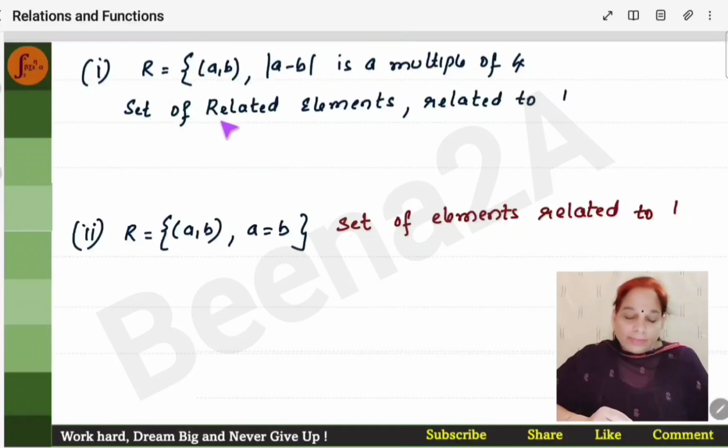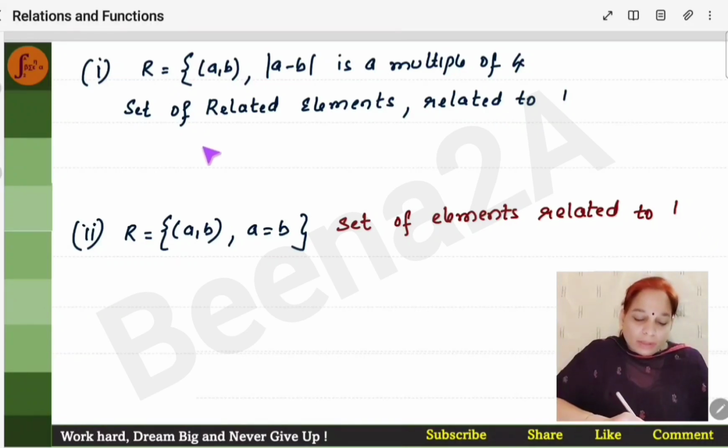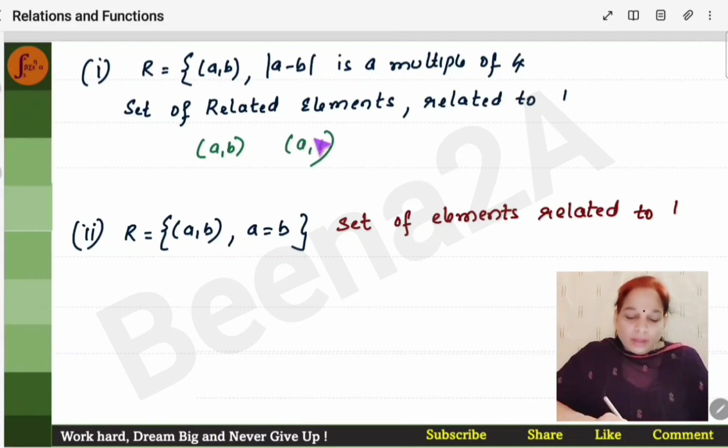For the first case, we'll have to find the elements which are related to 1. Now, what is the relation for the first case? A minus B should be a multiple of 4. This is the relation. So now, when you say the element should be related to 1, it means one of the elements, in A comma B, should be 1. That's when you say that these two elements are related.